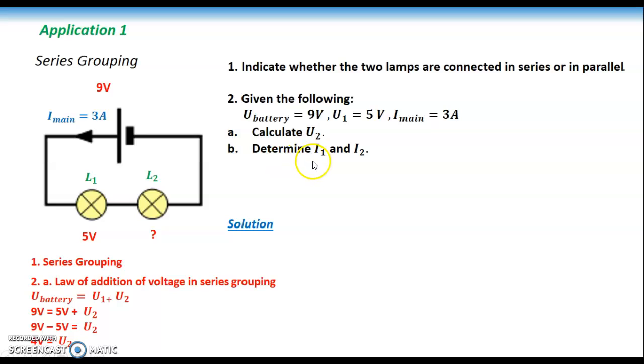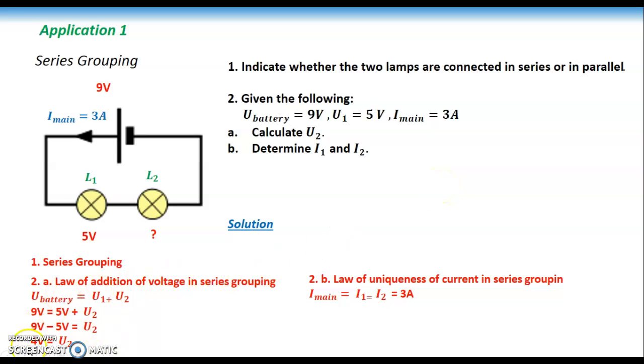Now determine I1 and I2. Law of uniqueness of current in series grouping. You have to mention the law because the action verb is determined, so you need to justify. Law of uniqueness of current in series grouping: I main equals I1 equals I2. This is the rule. And you do the substitution, which is equal to 3 ampere according to the given.